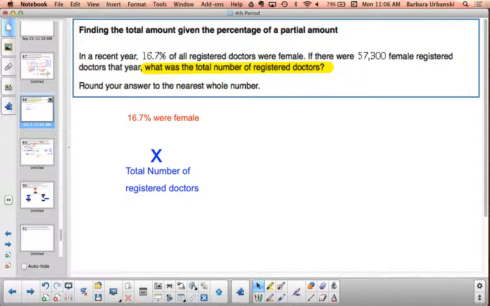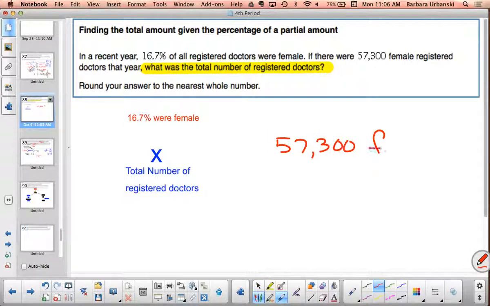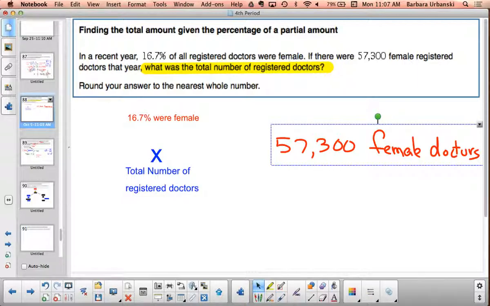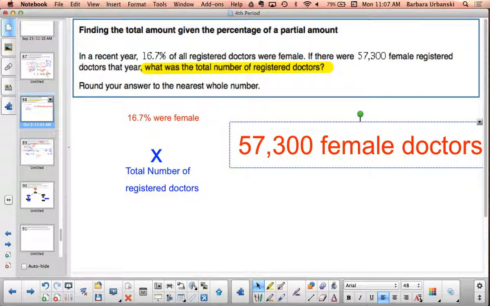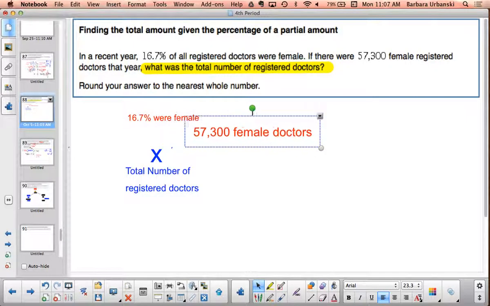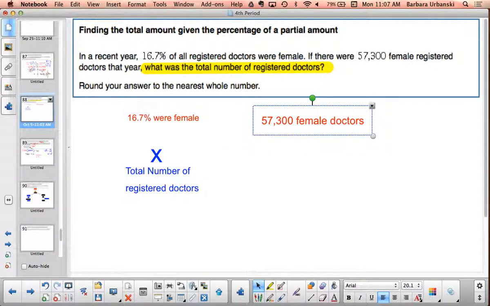Then they're asking if there were 57,300 female registered doctors that year, what was the total number of registered doctors? So another fact that we know is that there are 57,300 female doctors. And again, how do we know that? Because that is given information. So now that we look at the given information and look at what we'd like to find out, we can go ahead and reread our problem.